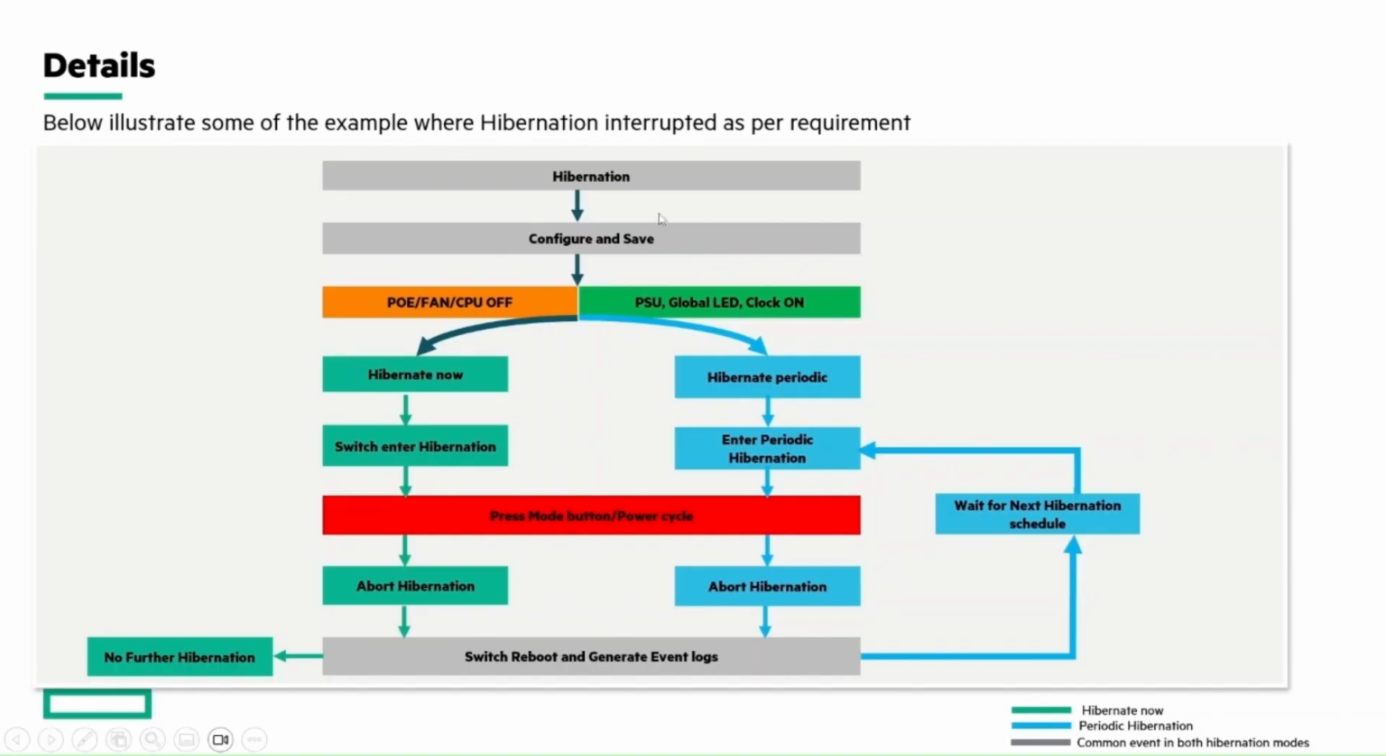First, in both the hibernation modes, we need to configure the hibernation, and after configuration, we need to save the configuration. The hardware like PoE, fan, and CPU will be turned off during the hibernation, and PSU, status LED, and clock related hardware are on during the hibernation.